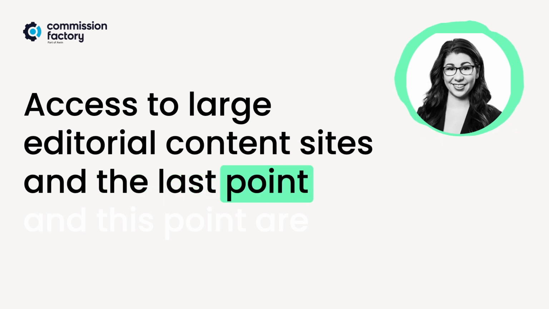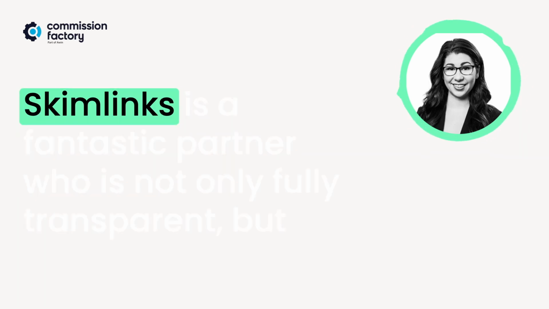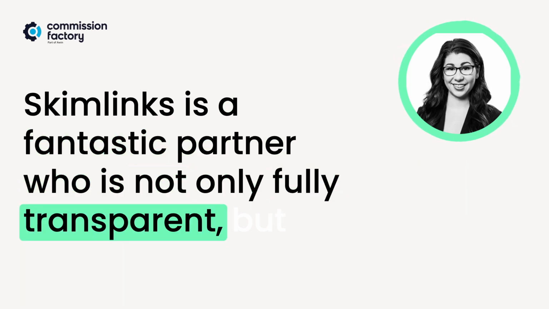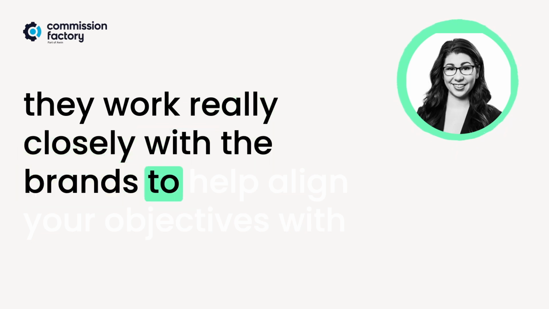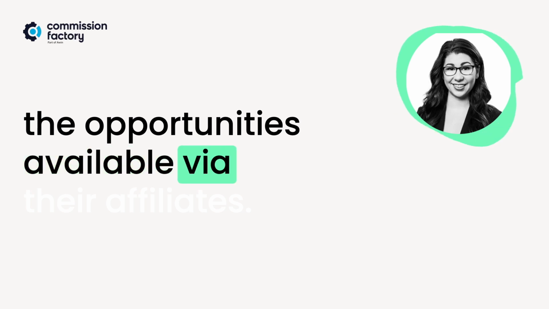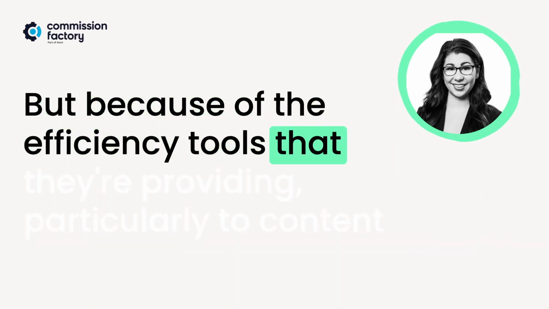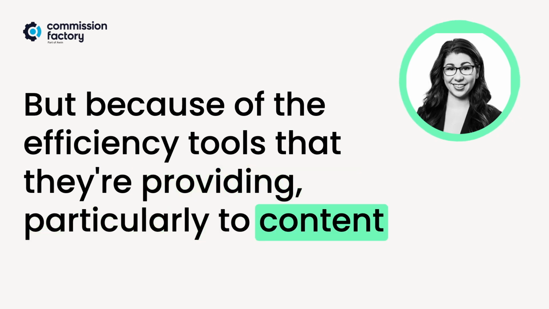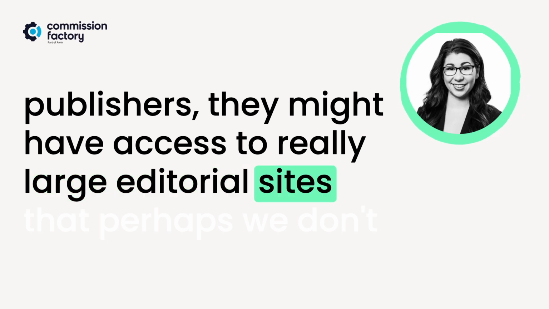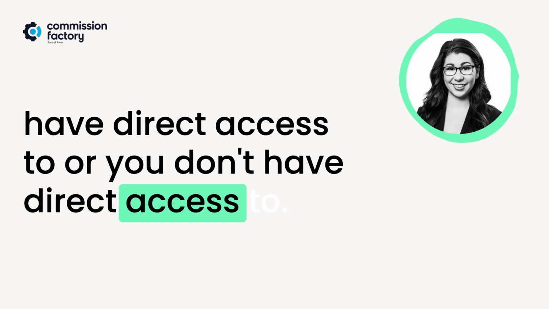And the last point and this point are interrelated. Partners like Skimlinks, for example. Skimlinks is a fantastic partner who is not only fully transparent, but they work really closely with the brands to help align your objectives with the opportunities available via their affiliates. But because of the efficiency tools that they're providing, particularly to content publishers, they might have access to really large editorial sites that perhaps we don't have direct access to, or you don't have direct access to.